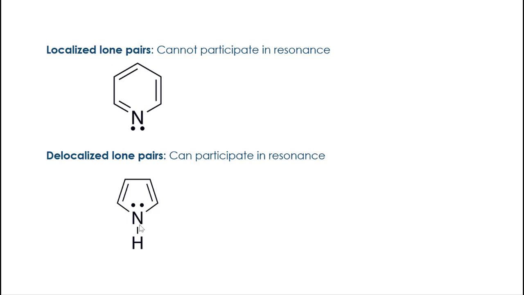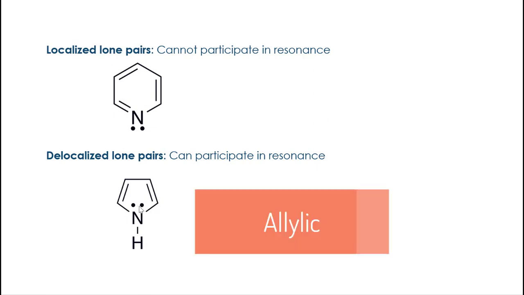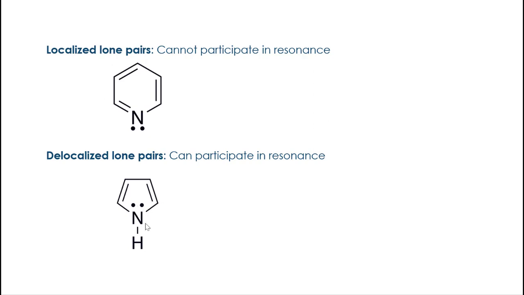However, if we look at this nitrogen, it has a lone pair as well. And this lone pair is allylic, meaning it is a single bond away from a double bond. And the nitrogen does not already have a double bond. So that tells us that this lone pair can participate in resonance. And so this lone pair is said to be delocalized.